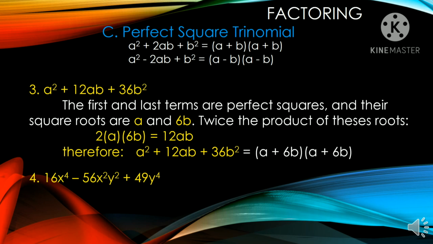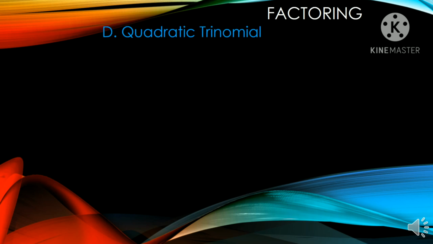So, lagyan lang natin siya ng negative 56. Okay, so therefore, ang magiging factor niya ay 4x squared minus 7y squared times 4x squared minus 7y squared.